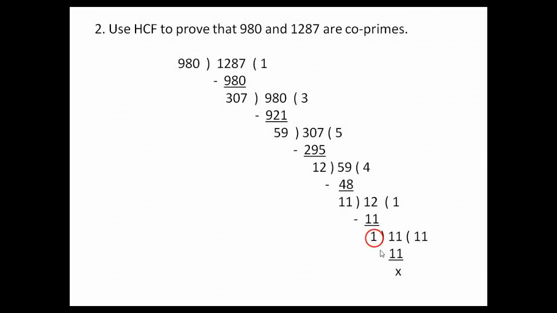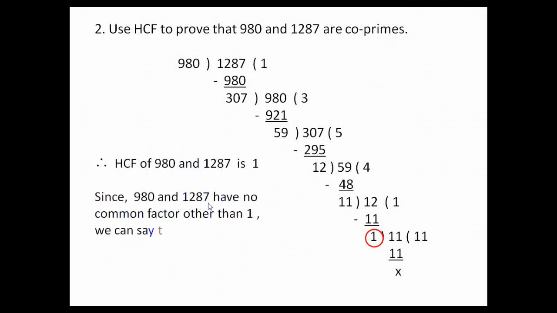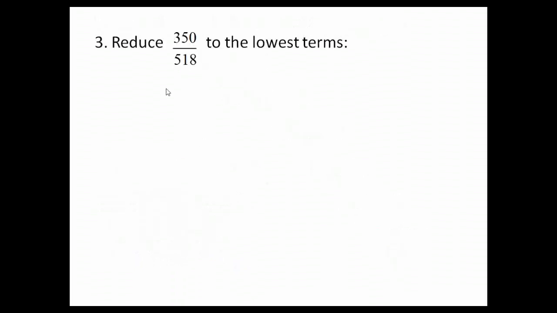So it fulfills the condition of co-primes. We can say HCF of 980 and 1287 is 1. Since 980 and 1287 have no common factor other than 1, we can say that 980 and 1287 are co-primes. Clear?